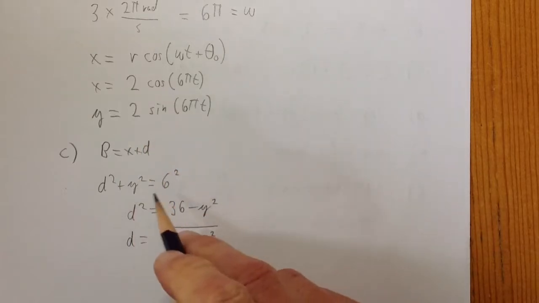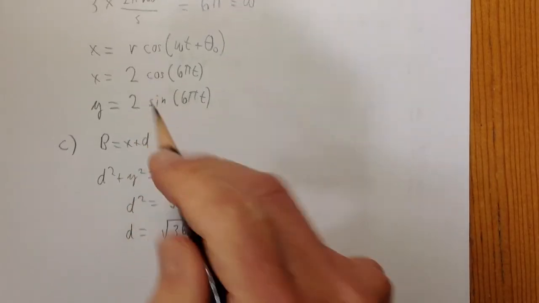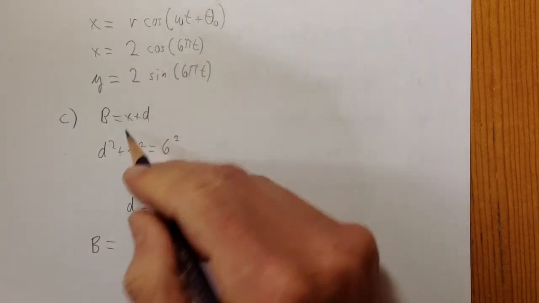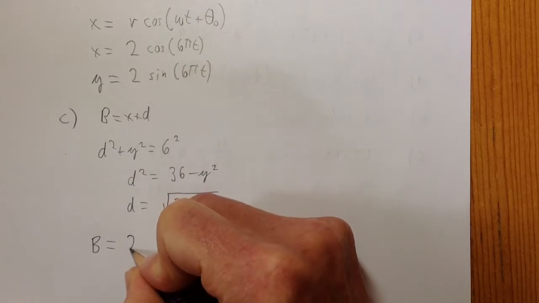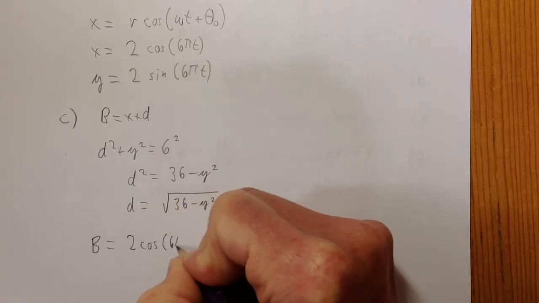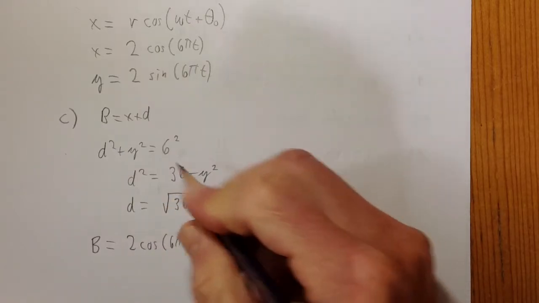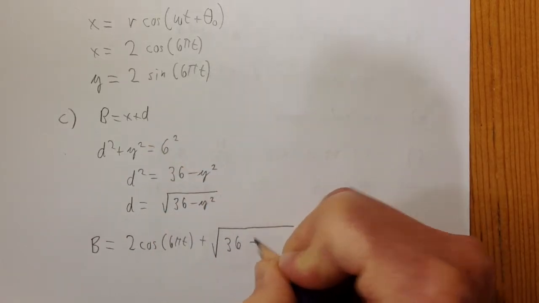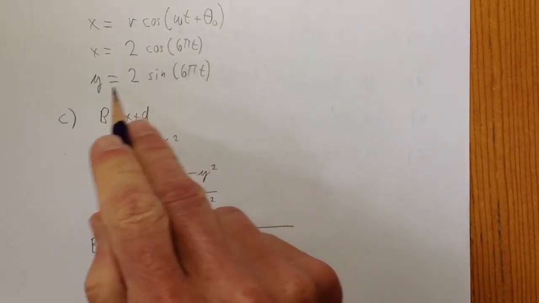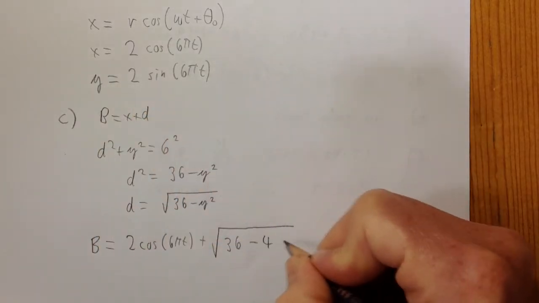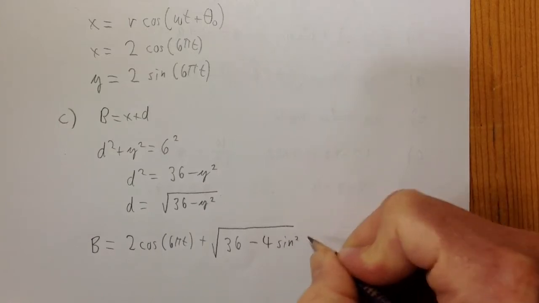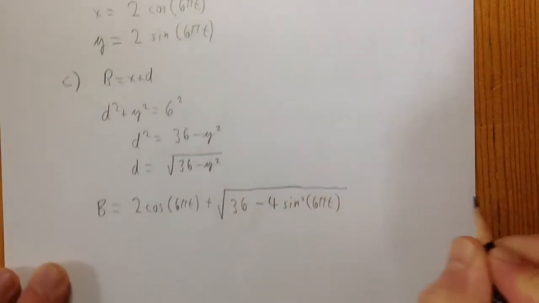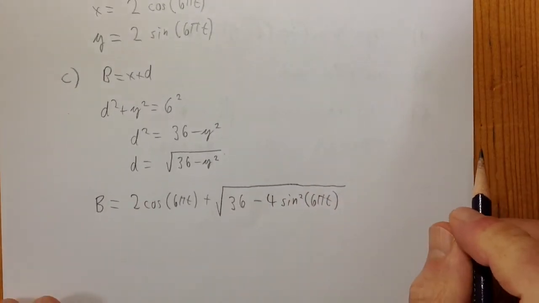All right, well, we know what y is, it's this. We know what x is, it's that, so now we just got to write it down. So our point B, the position of B, is x plus d. X is this, 2 cosine 6 pi t, plus d, and d is the square root of 36 minus y squared, so we have to square this thing, so that's just 4 sine squared of 6 pi t. And we're done. That's the point B.